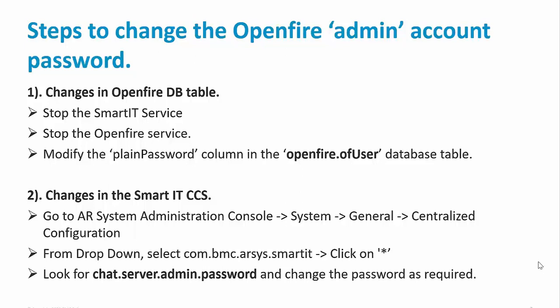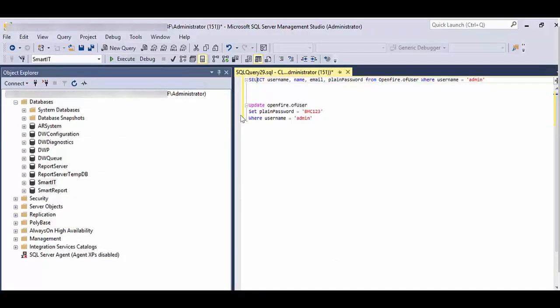In the second step, we need to change the password in the Smart IT CCS configuration in mid-tier centralized console. Now, I will demonstrate these steps in MS SQL database and mid-tier centralized console. Connect to Smart IT server and stop Smart IT and Openfire service.